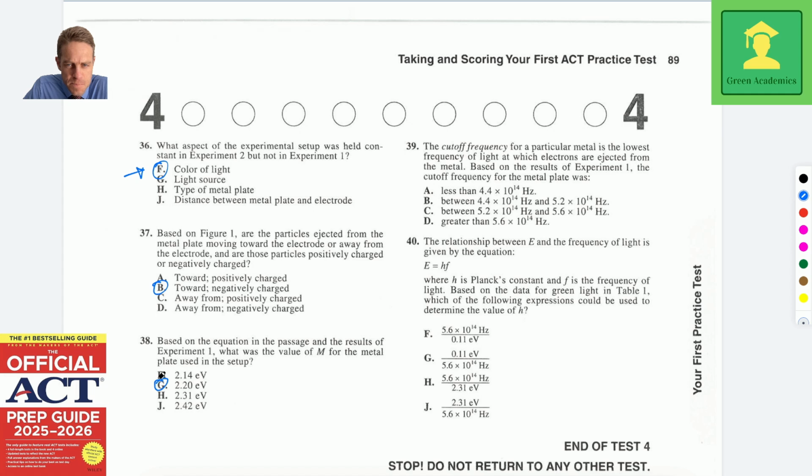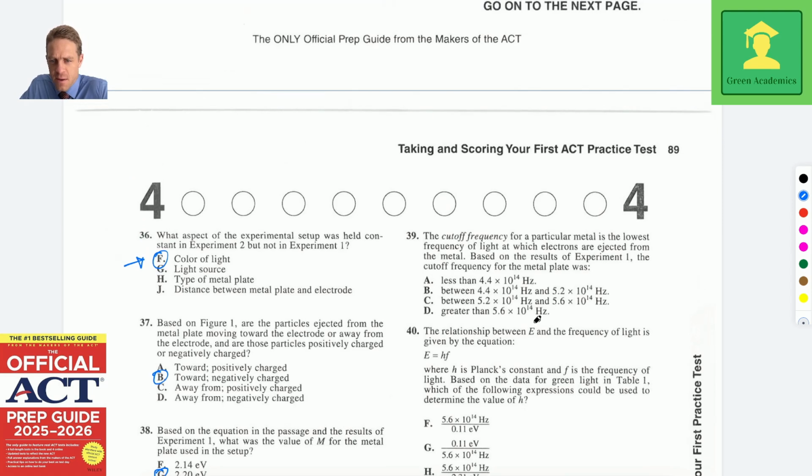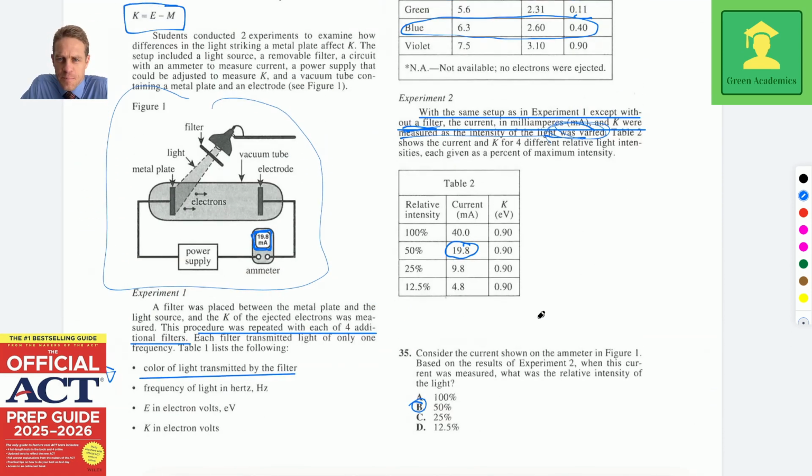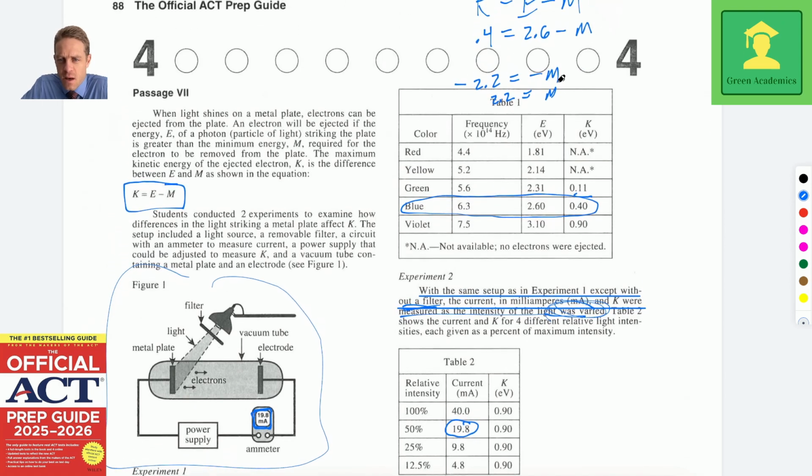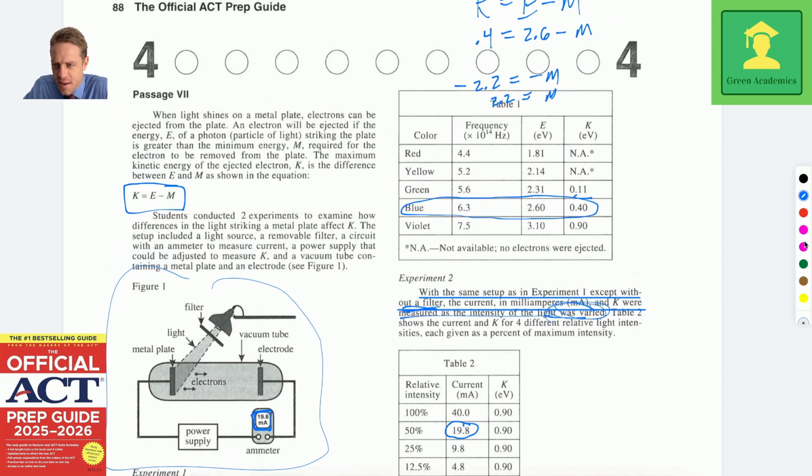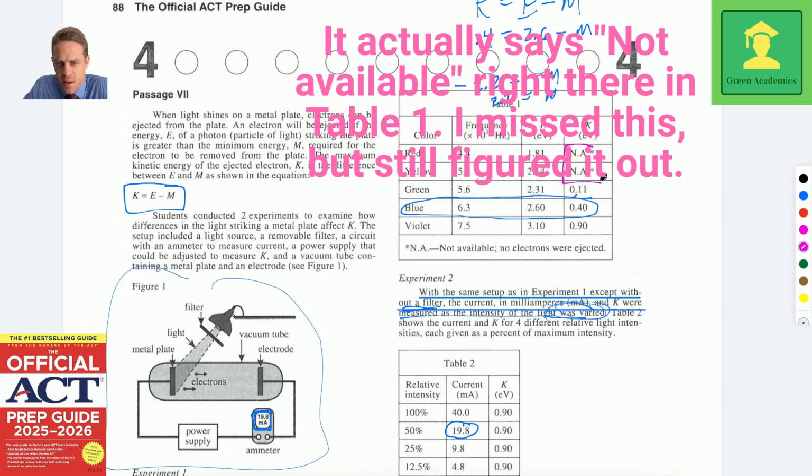The cutoff frequency for a particular metal is the lowest frequency of light at which electrons are ejected from the metal. Based on the results of experiment 1, the cutoff frequency for the metal plate was the lowest frequency of light at which electrons are ejected for experiment 1. Well, I'm guessing it has to do with this not applicable. Let's see. The lowest for which they are ejected.